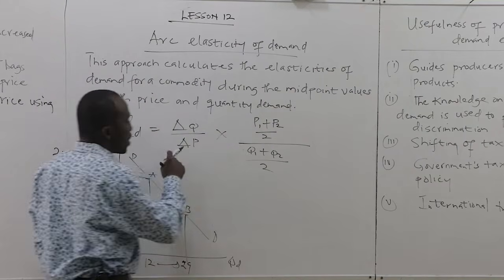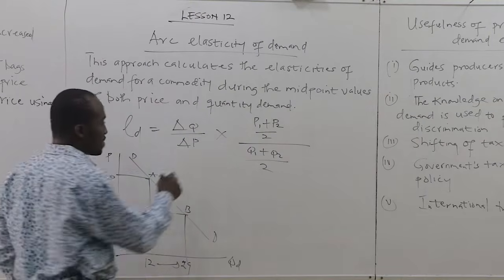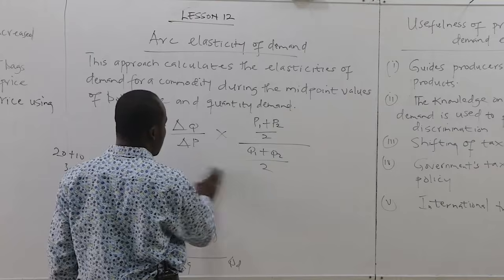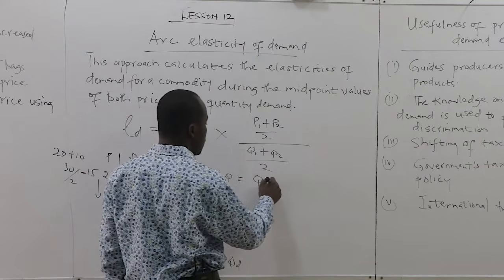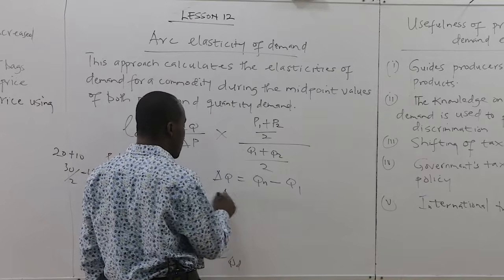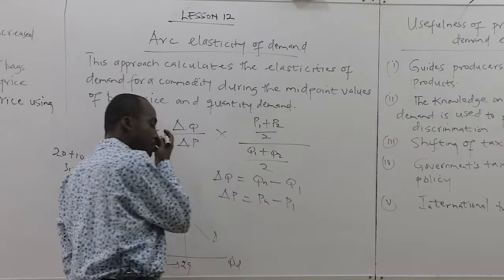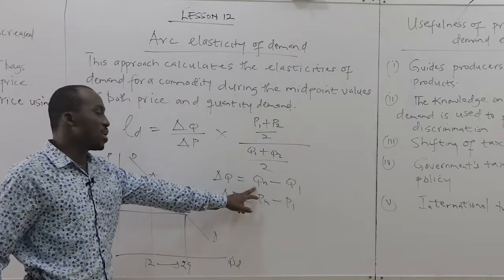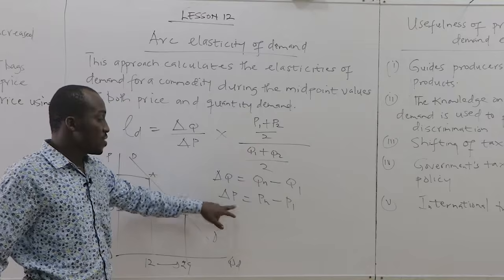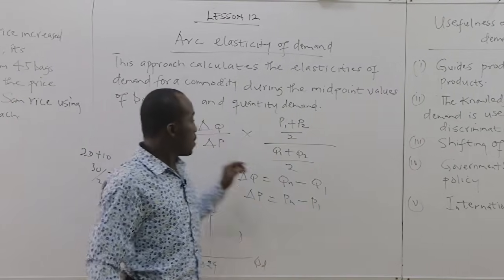So you see that here there is going to be a change in quantity over change in price. What's the change in quantity here? The change in quantity, as you know already, is the new quantity minus the initial quantity. The change in price is the new price minus the initial price.